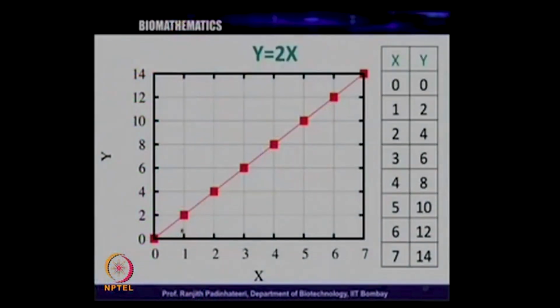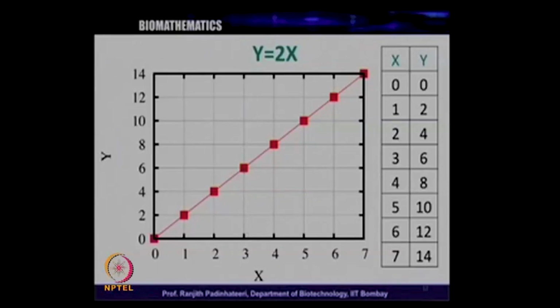If you look at this, you will see that when x equal to 0, y is 0. For x equal to 1, y is 2. So, let us look at this graph. When x value is 1, if you go up starting from 1, you will reach the point which is corresponding to 2. Similarly, for x equal to 2, the corresponding y value is 4.